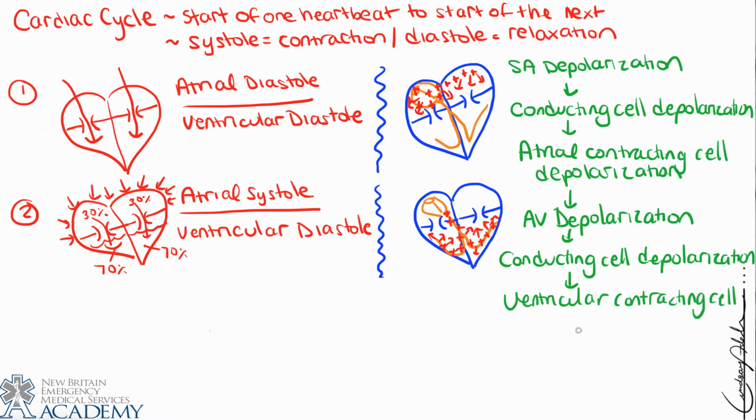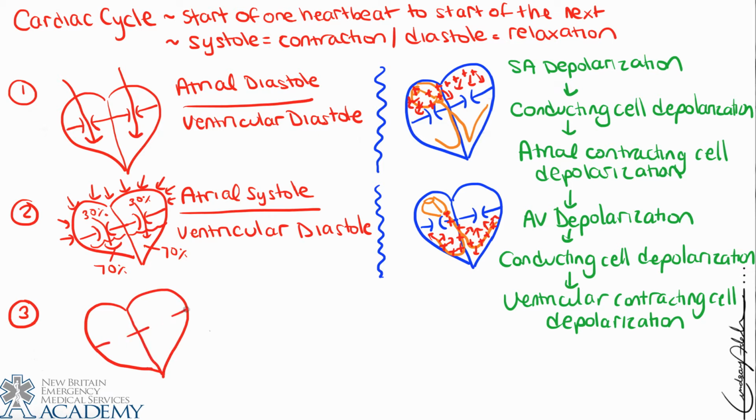So the atria are in diastole, the ventricles are contracting. As the ventricles contract, they're going to push back on the AV valves. So the AV valves are going to close so that no backflow of blood can travel to the atria. And then once systole is complete, once contraction is complete, the blood is essentially going to be pushed out of the ventricles, and then it will travel systemically.